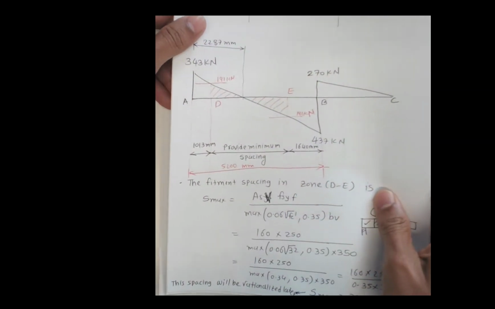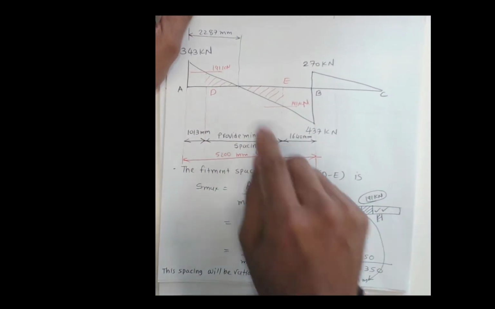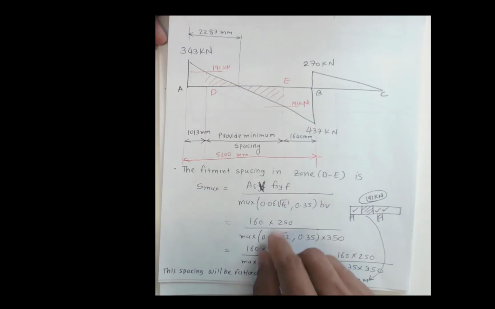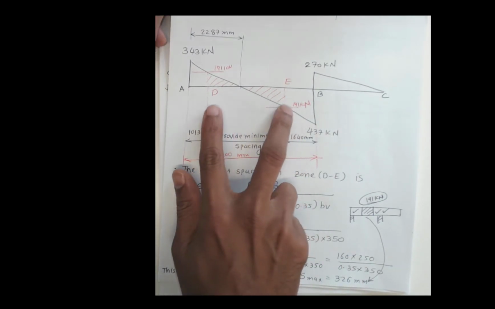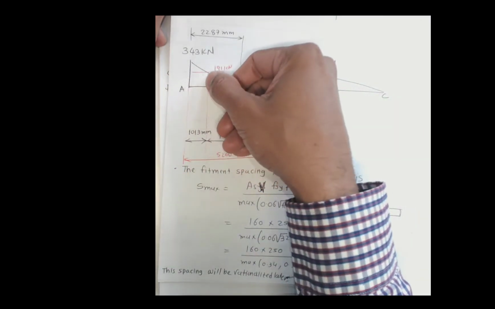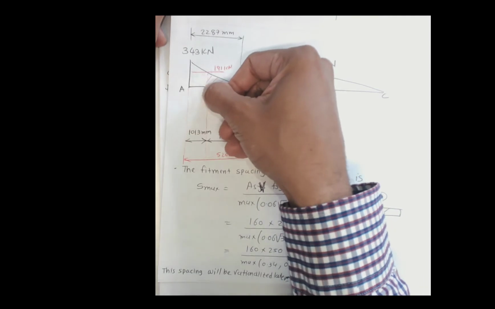First step, we found this 326 millimeter spacing based on this VU minimum. We found the minimum capacity, and we found 326. Second, we worked out this spacing, which is 165 millimeters in this region.